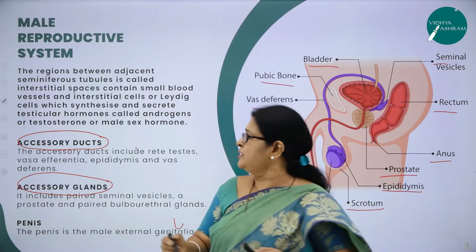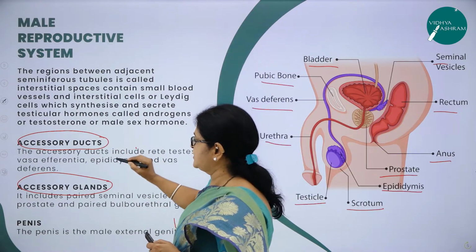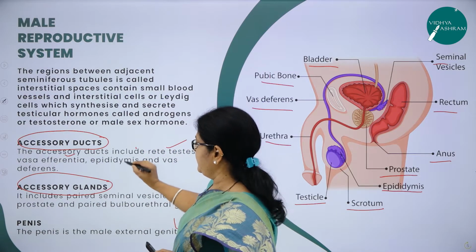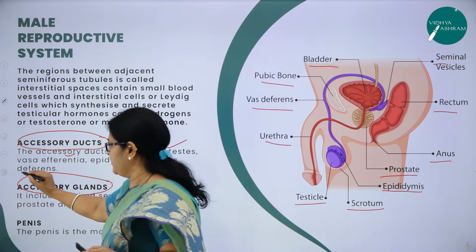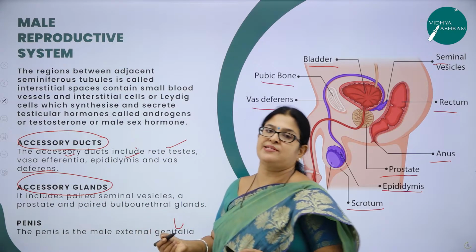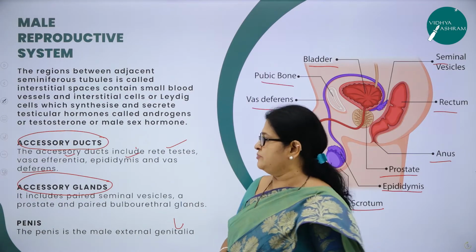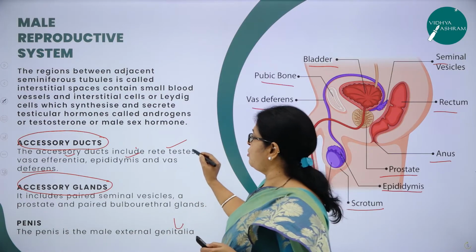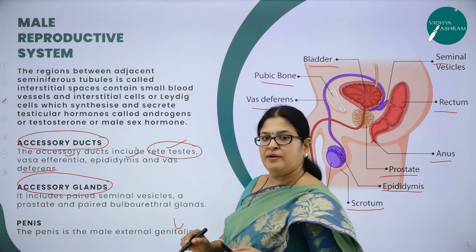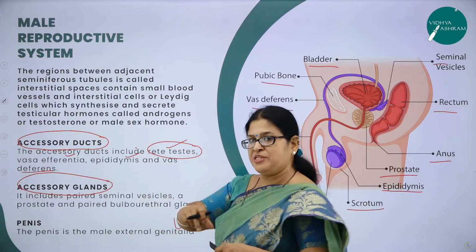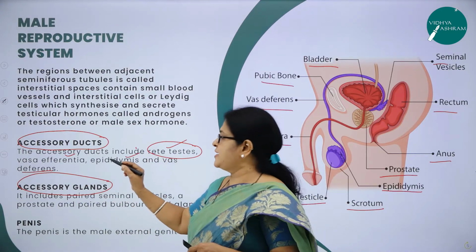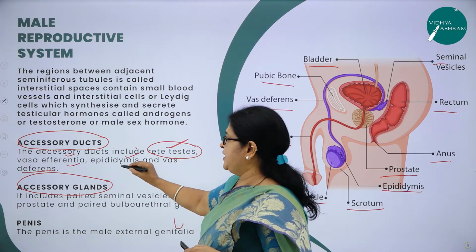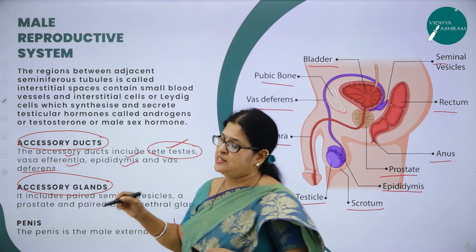All these are, what are the accessory ducts? The accessory ducts include rete testis, vasa efferentia, epididymis and vas deferens. Maybe they'll ask in exam, name the accessory ducts of the male reproductive system. So what are the accessory ducts? The very word itself will tell you. Ducts means what? All these help in carrying the secretions. Ducts means pipe-like structures, right? So the accessory ducts include rete testis, vasa efferentia, epididymis and vas deferens, which carry the sperm.